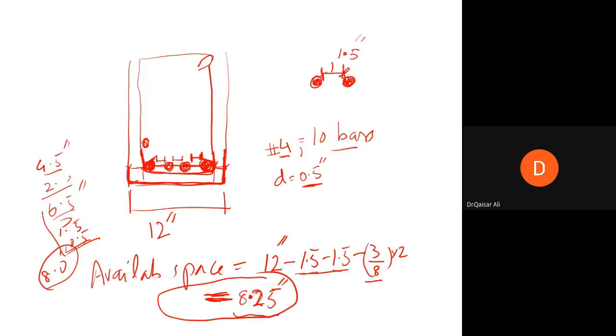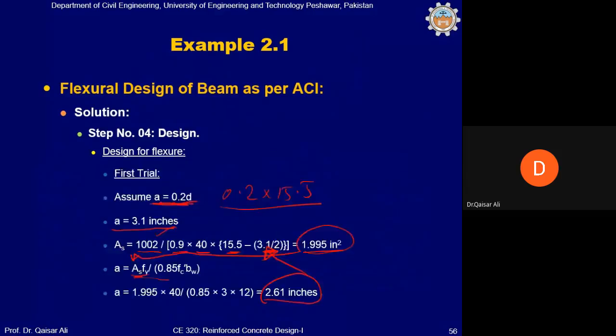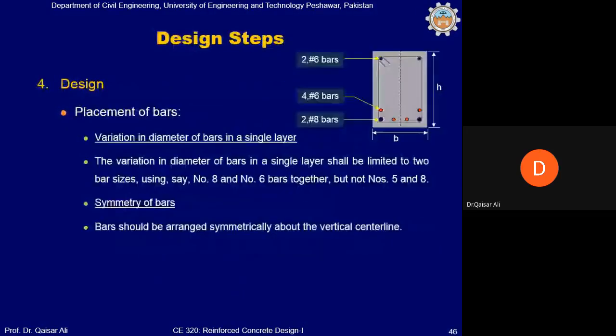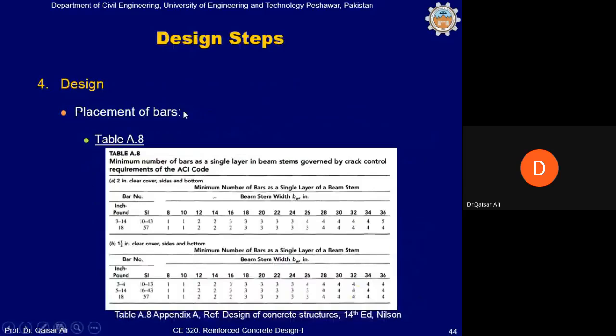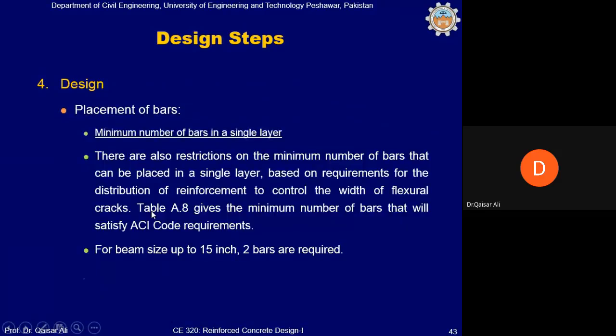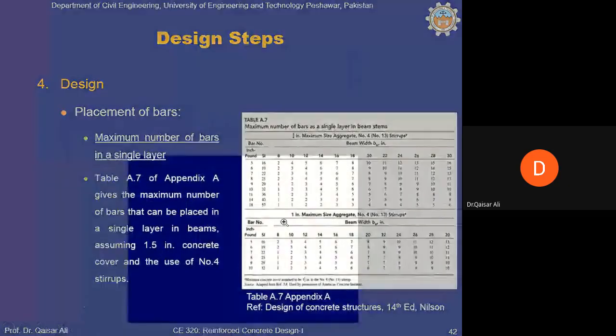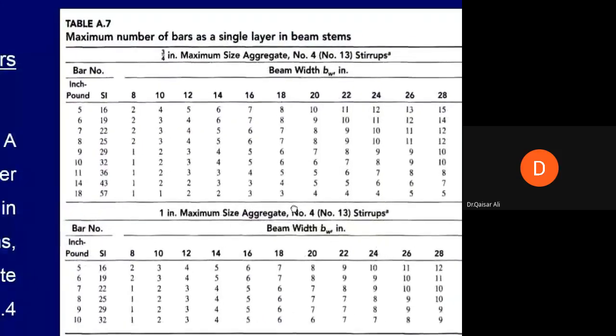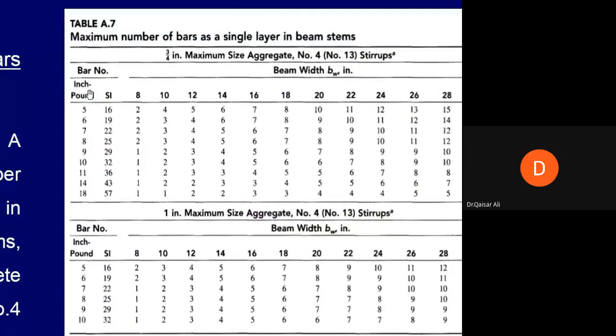If we try number 5 bars, number 6 bar, number 7 bar, if you remember, I showed you one of the tables. I will show the table once again. This is the table for the maximum number of bars we can place in one layer. These are bar numbers 5, 6, 7, 8. Although number 4 bar is not included in this. The beam width is 12 inch.